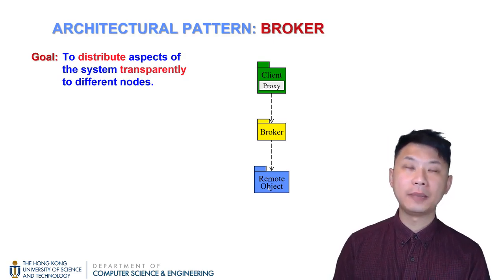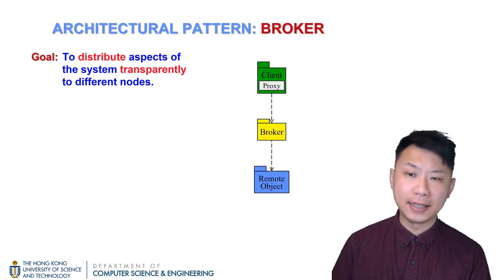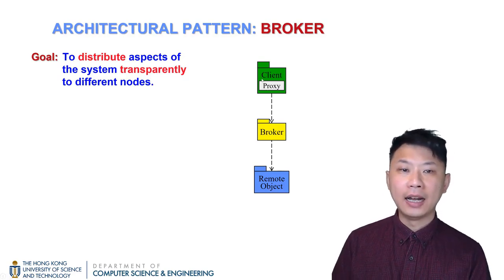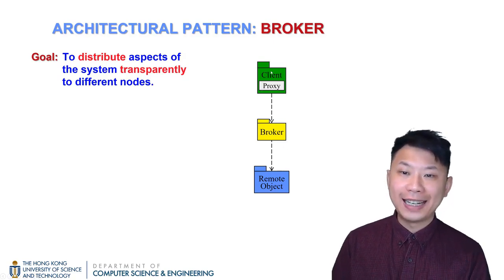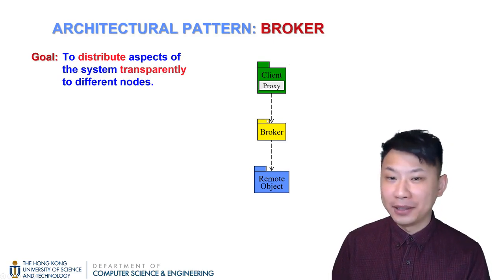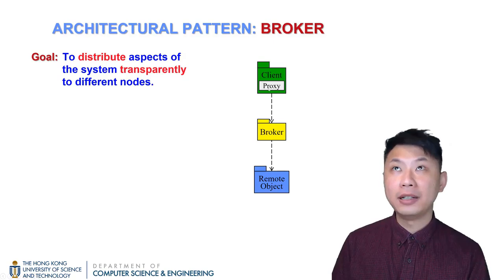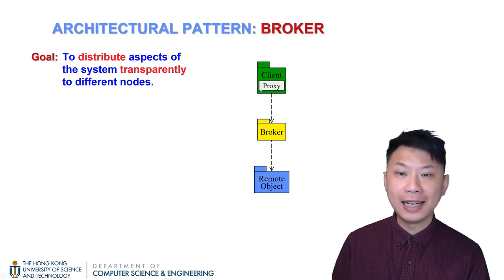And the good thing about this pattern is that when you try to access something remotely, the request will be handled by the proxy, and the communication will be handled by the broker. So when the client tries to access something remotely, it will be automatically done by the proxy and the broker. So somehow when you try to access something remotely, it's going to be like accessing something locally, because all the things will be handled by the proxy and the broker.